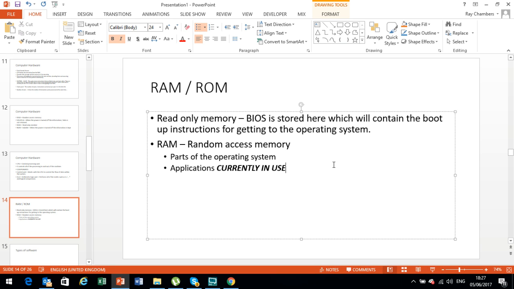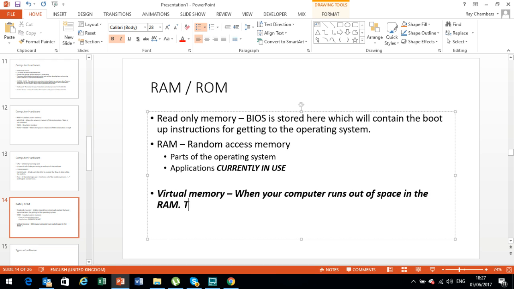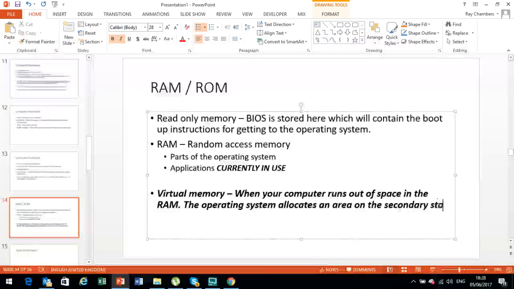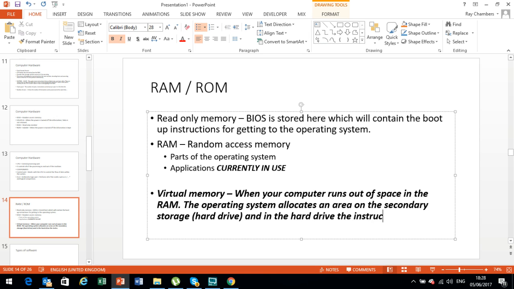Now we also have virtual memory, in case you've forgotten about that. Virtual memory: when your computer runs out of space in the RAM, the operating system allocates an area on the secondary storage, otherwise known as your hard drive, and the instructions that are not currently in use are placed here.